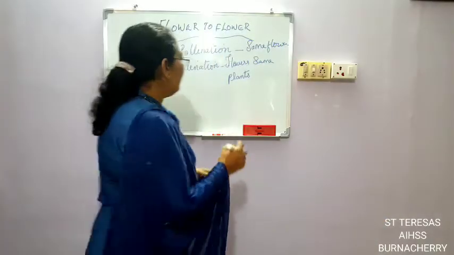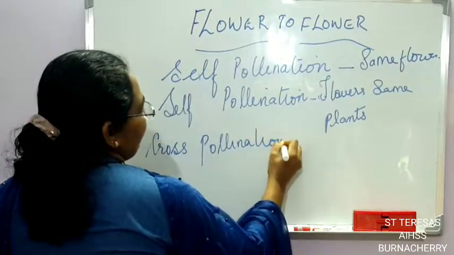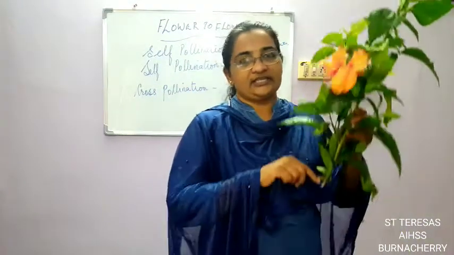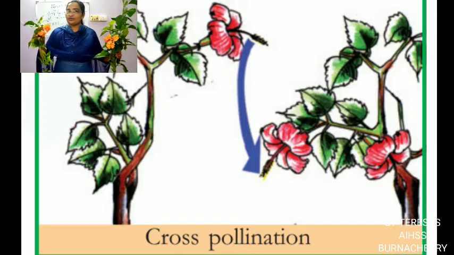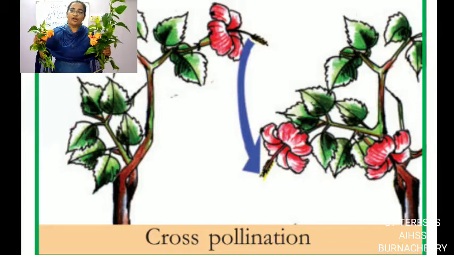The next type of pollination is cross-pollination. What is cross-pollination? From the word, you would have understood what cross-pollination is. Yes. So, cross-pollination. The teacher has got one plant here and another plant here. What is cross-pollination? The butterfly or the pollinating agent will come to this flower first, and then from here it jumps and comes to this flower. Is it clear? First it sits here, then from the plant it goes to the other plant and pollinates this flower. This type of pollination is called cross-pollination.